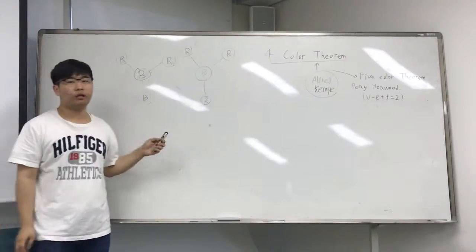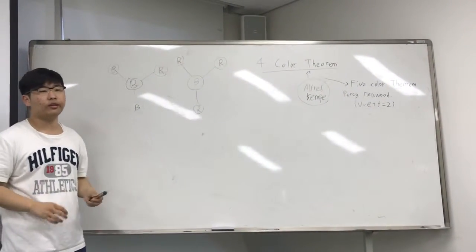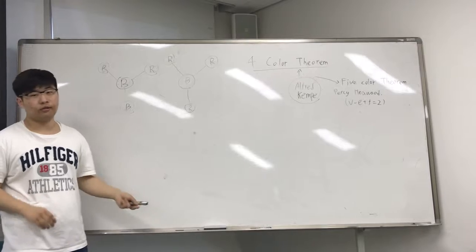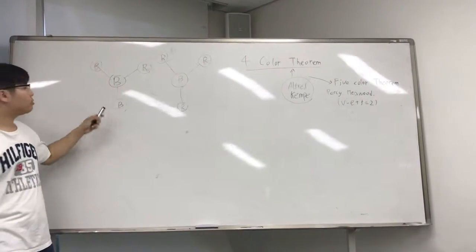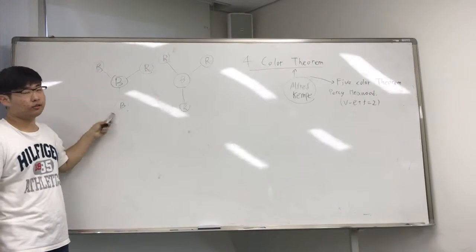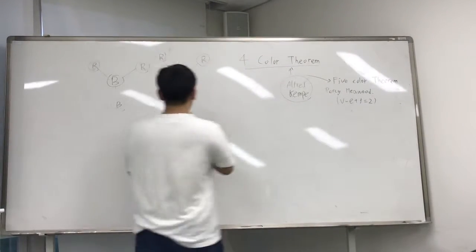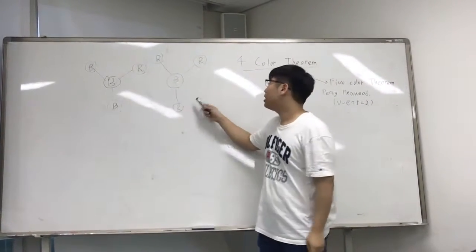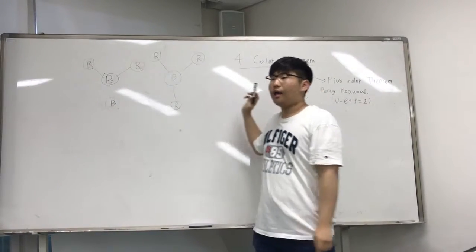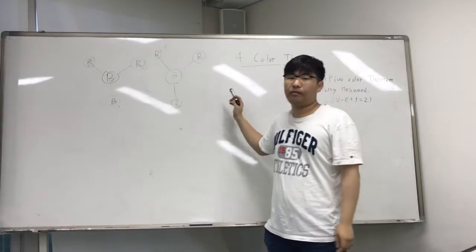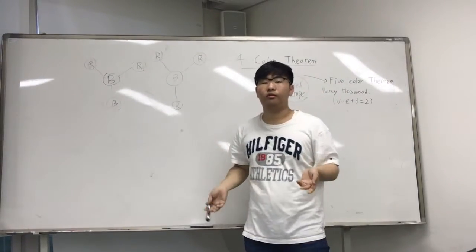Coloring a graph is to color every vertex of a graph so that any two adjacent vertices do not share the same color. For example, this graph is not a coloring because these two adjacent vertices share the same color. However, this graph is a coloring because no two adjacent vertices share the same color. And this is one of the most basic problems in graph theory.